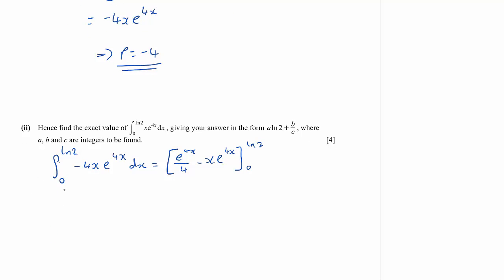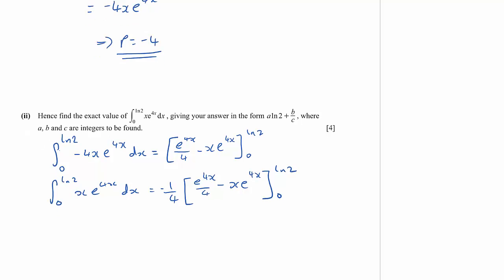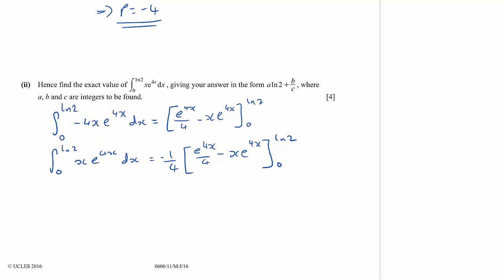Okay, so we actually only want x e to the 4x, and we get that by dividing both sides of this by negative 4. So it's going to be negative a quarter of this expression here. Now, if I was just doing this in an exam, I'd have probably done more steps there, but I'm just stepping this through one step at a time.